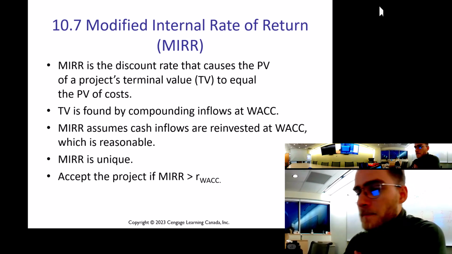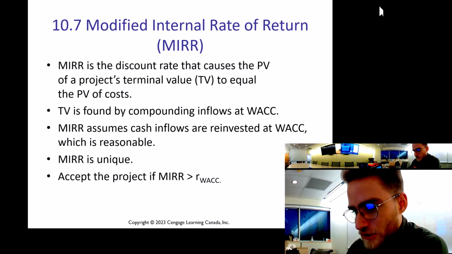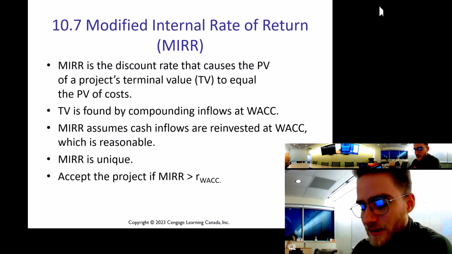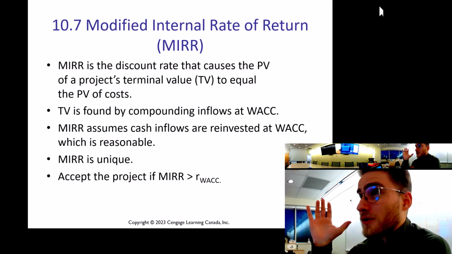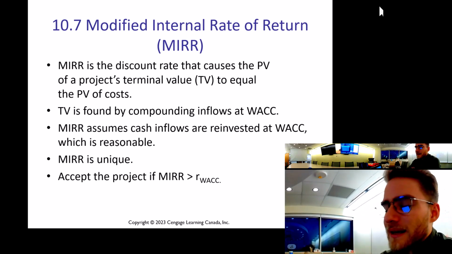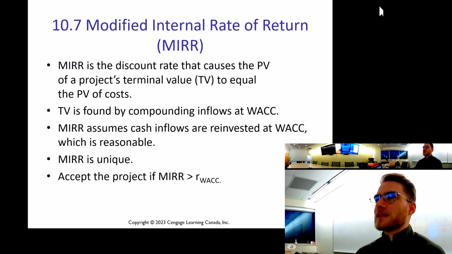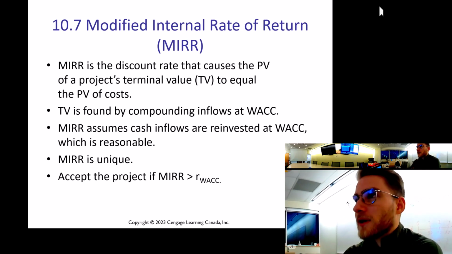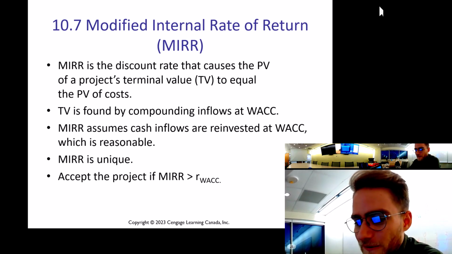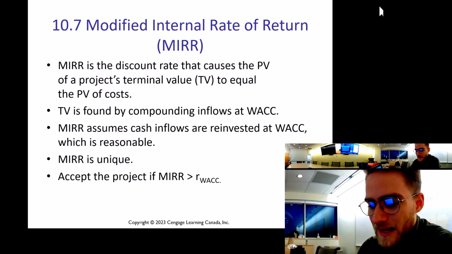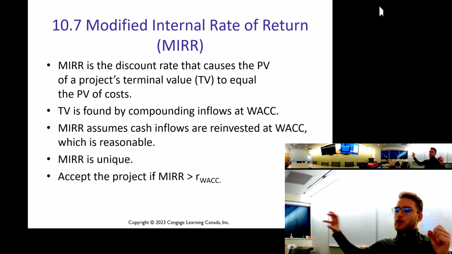All right. So modified internal rate of return is the discount rate that causes the PV of a project's terminal value to equal the PV of the cost. Then you're probably thinking, what's the terminal value? I got you covered. I actually have a working paper on this that I'll release, and it'll show you exactly what's going on. I think the slides make an attempt, but I'll show you the actual math behind it as well for anyone who's a math geek like me. I'm an accountant. So terminal value is found by compounding inflows at the weighted average cost of capital. So what you do is you take all your cash inflows and you future value, right?